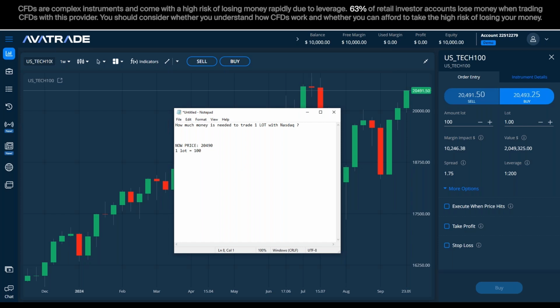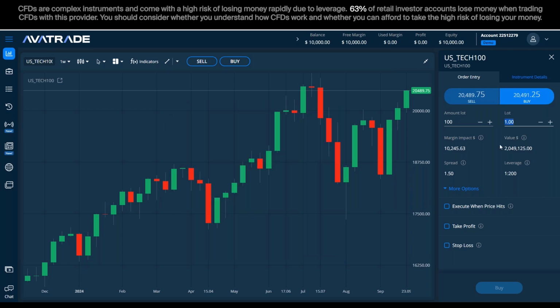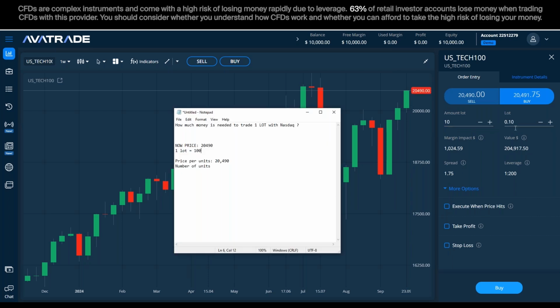What we are going to do is write down price per unit for Nasdaq, which is obviously 20,490. And the number of units, we already saw that it's 100. We understand how come it's 100 if it's only one lot, because lot is a measuring unit. And we saw that when we clicked on instrument details, the contract size is 100. Therefore, if I take half a lot, it will be 50. If I take 10% of a lot, it will be 10. So number of units will be 100.